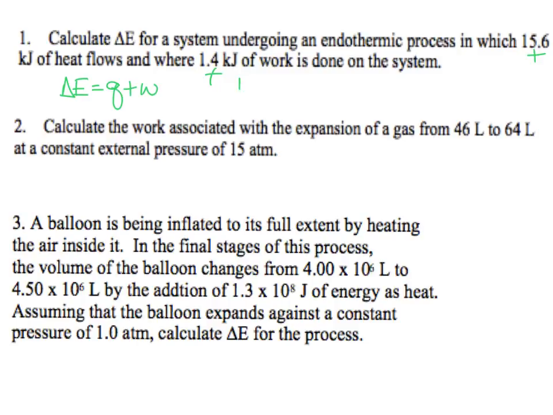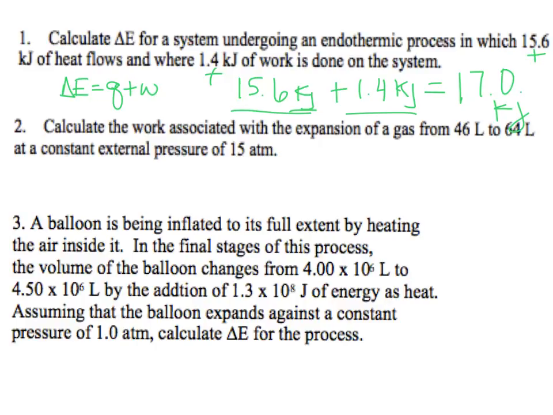Well, they're both positive, so 15.6 kilojoules added to 1.4 kilojoules gives me 17.0 kilojoules. And that's correct. And the sig figs are going to be based on addition, right? So remember, we round to the least number of decimal places, and both those numbers have one decimal place, so our final answer should have one decimal place. Yay, that was an easy problem.